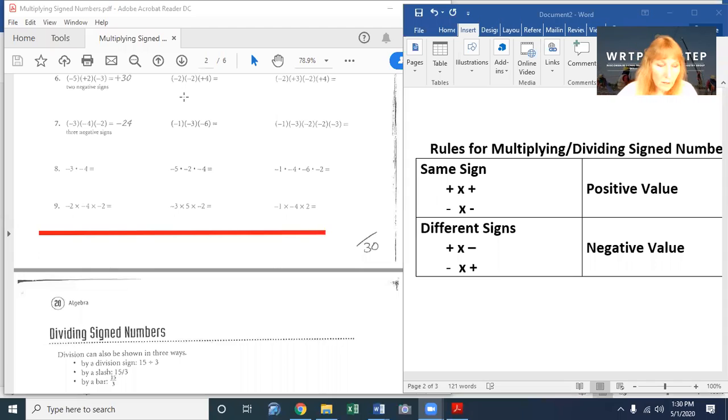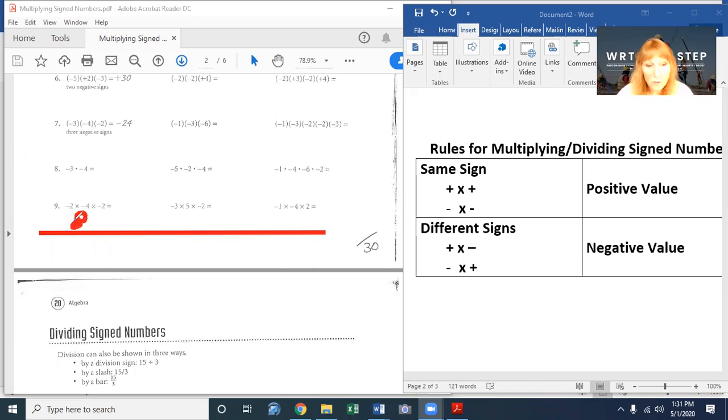So the first one we have is -2 times -4 times -2. You're going to take these in twos, in pairs. First, what is -2 times -4? They're both negative, same sign, positive value. So -2 times -4 gives you a positive value of 8.